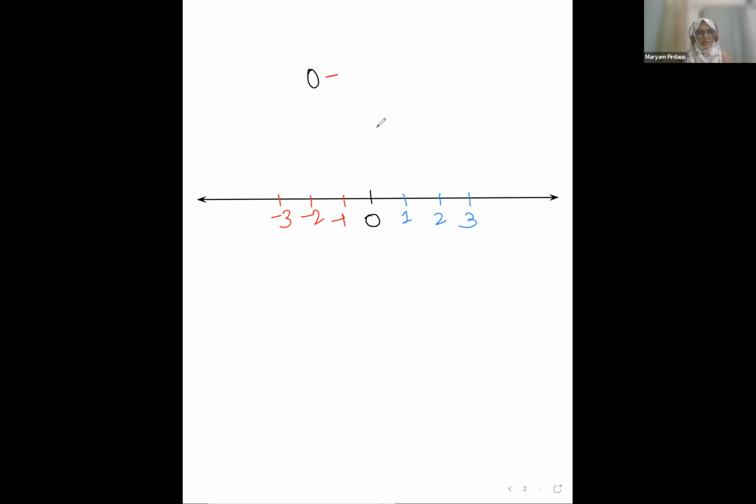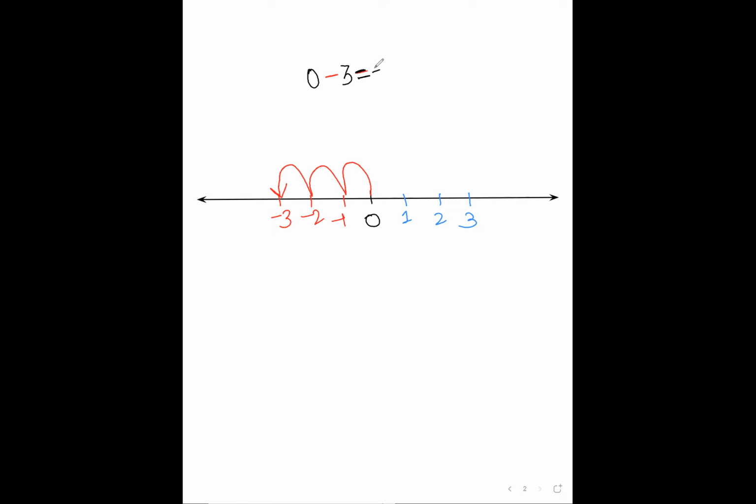So when it is saying 0 minus 3, that means you start at 0, right? You start from here. And where do you go? You go minus three. To the left or to the right? 3 units to the left. 3 units to the left, exactly. So when you go 3 units to the left, where do you reach? Minus 3. Exactly. So now tell me, what is the answer? Minus 3. 0 minus 3 is equal to minus 3. Okay, understood? Yeah.